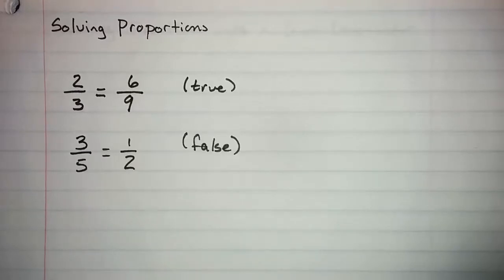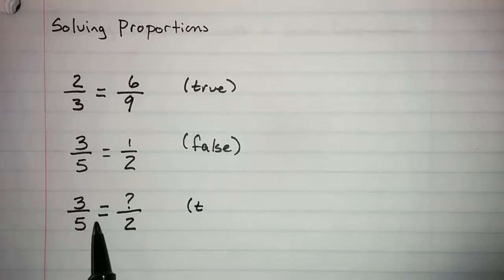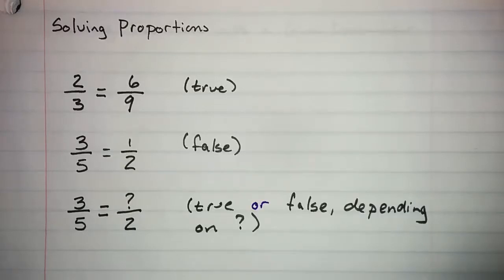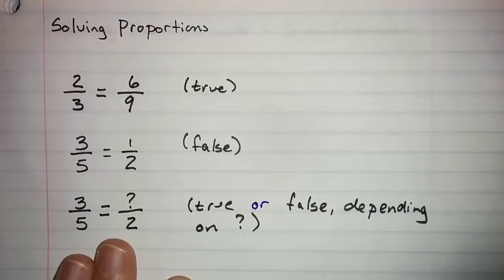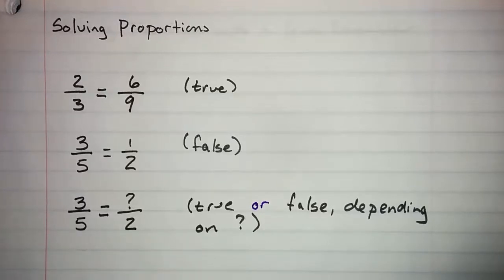We could write down a proportion with a number missing. And this is either true or false, depending on what number we fill into the blank. What we have here is a mathematical sentence with a blank in it. And one of the things that we might want to do with such a sentence is find out what number goes in the blank to make the sentence true.